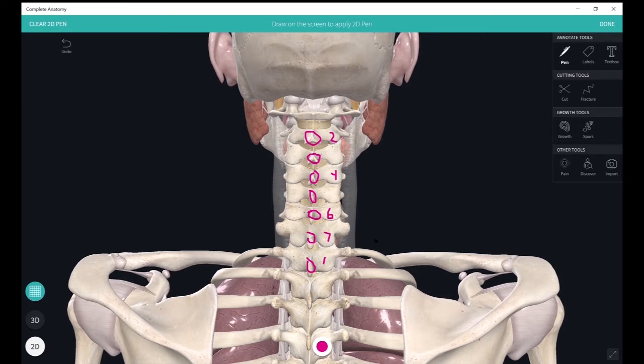C7 tends to be the last of the vertebra that will have some rotation in it, and so if you place your fingers in the interspinous space between C7 and T1 here, and then do some rotation, you should be able to feel the differentiation between the spinous process of 7 and 1 as well.